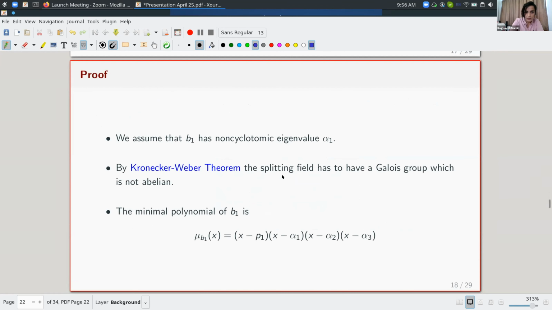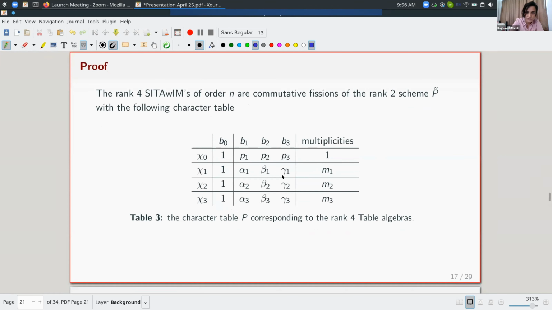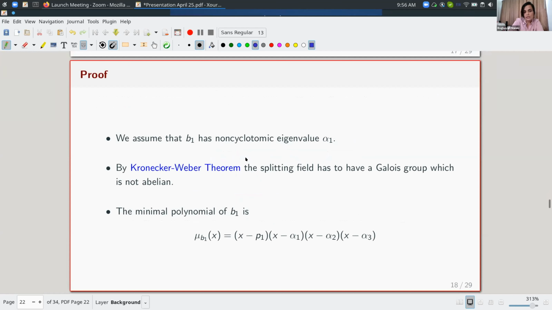So first of all, we assume that we have a noncyclotomic eigenvalue in this character table. Let me just go back here. As I explained before, these are the spectrum of each matrix Pi. So I suppose that there is a noncyclotomic character value inside. Let's say alpha 1 corresponds to the matrix P1. But then by the Kronecker-Weber theorem, the splitting field has to have a Galois group which is non-abelian, because we suppose that one of the eigenvalues is noncyclotomic.